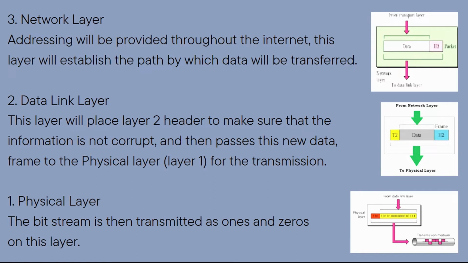Data link layer. This layer will place a layer 2 header to make sure that the information is not corrupt, and then pass this new data to the physical layer for transmission. Last is physical layer. The bit stream is then transmitted as 1s and 0s on this layer. Next, I will pass to Lin Zhenyin to explain how the data is received.